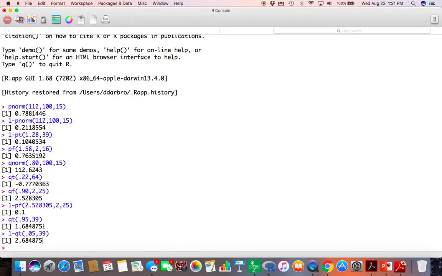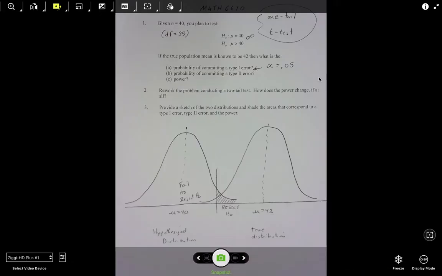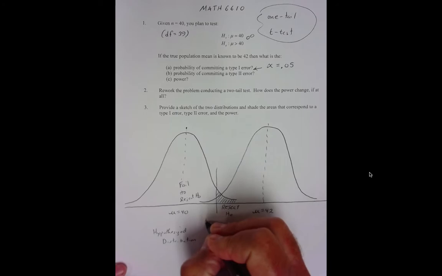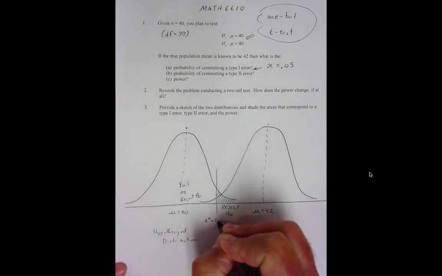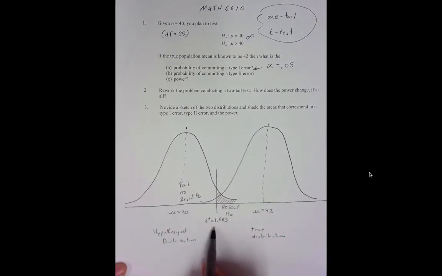So 1.685 is going to be the determining factor, the cutoff between reject and fail to reject. So if I get a test statistic above 1.685, it's going to fall in this region, I reject. If I get a test statistic less than 1.685, it's going to fall in this region, I'm going to fail to reject. However, 1.685 and 40 are on two different scales.